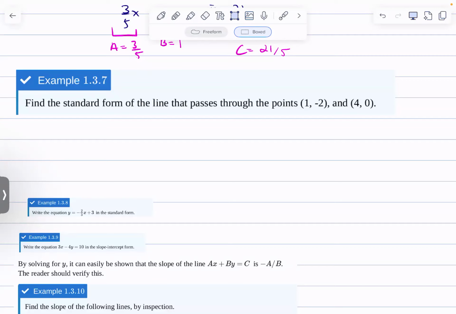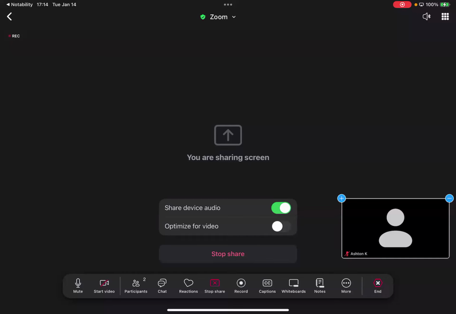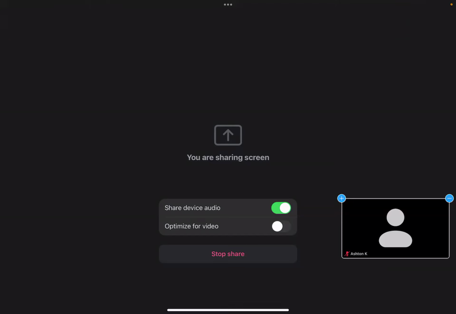What if you're given 2 points and you want to find the standard form? The standard form is this new one, ax plus by is equal to c. How about this? I'll let you try it on your own. I'll pause the video, and I'll also just write it out, but I want you to try it.